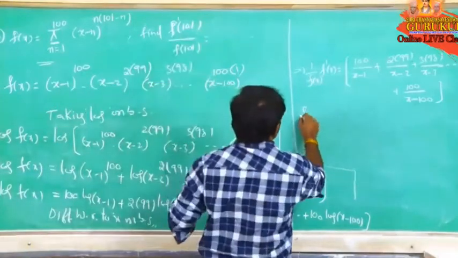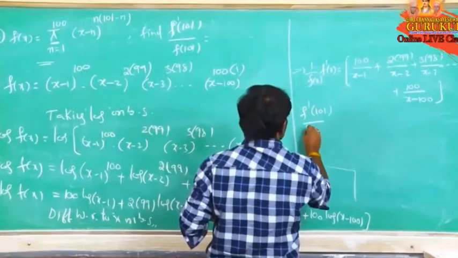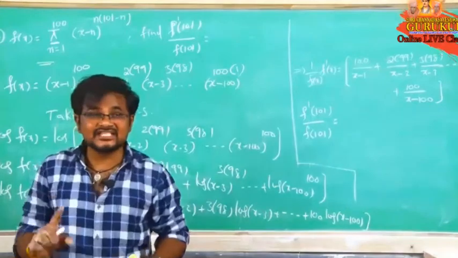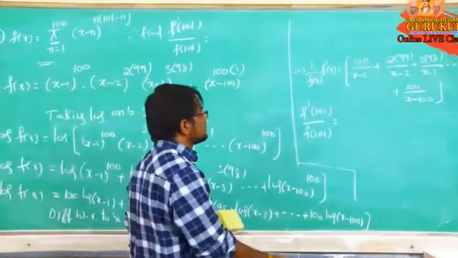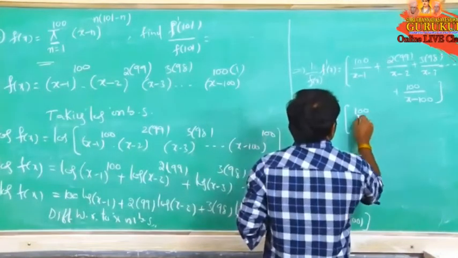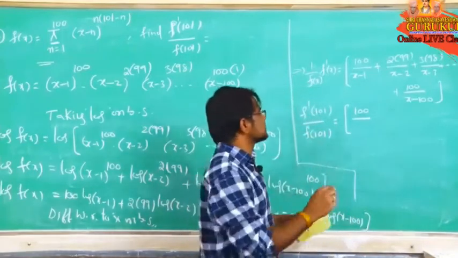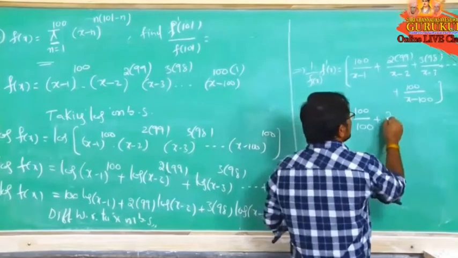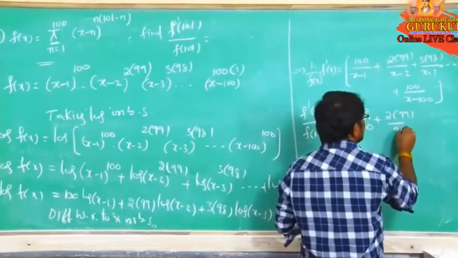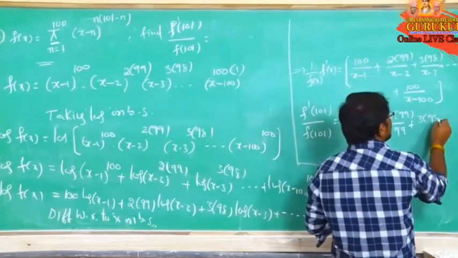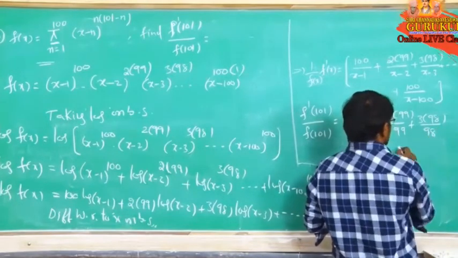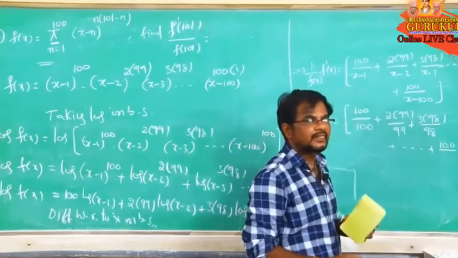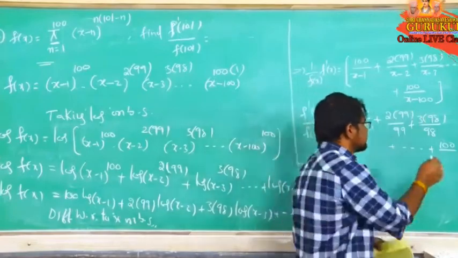F dash of 101, by f of 101 asking, means we have to replace x by 101. Now that implies 100 by 101 minus 1, means here it is what? 100 plus 2 into 99 by 99 plus 3 into 98 by 98 plus etc. plus 100 by 101 minus 100 is what?